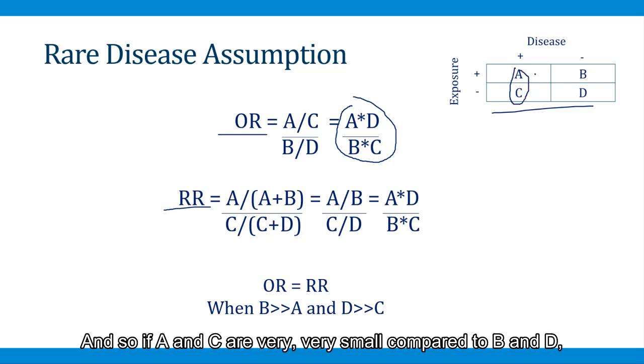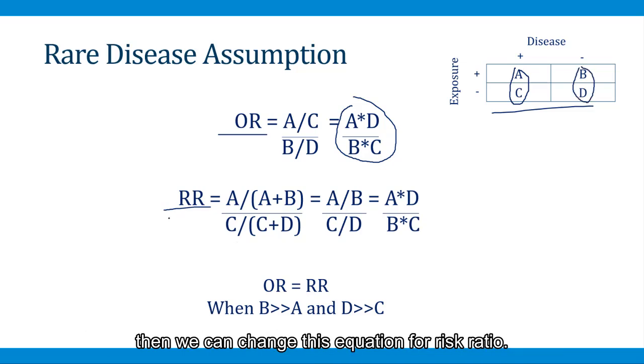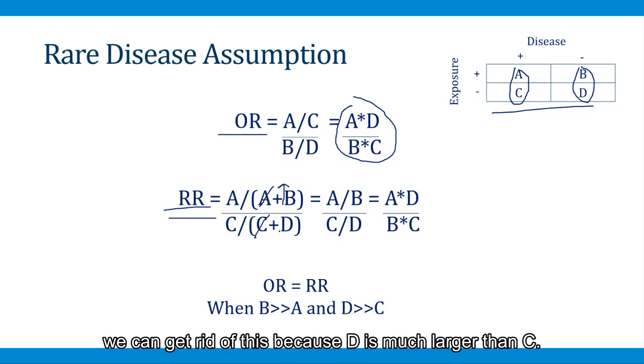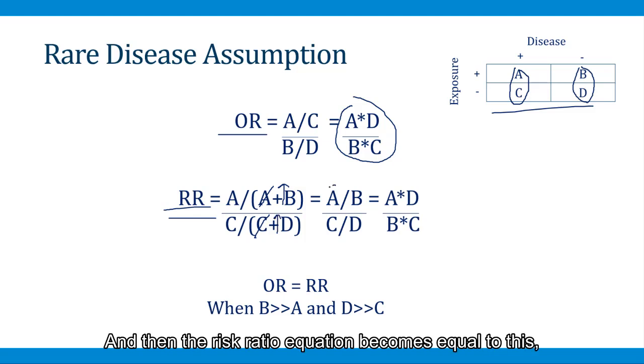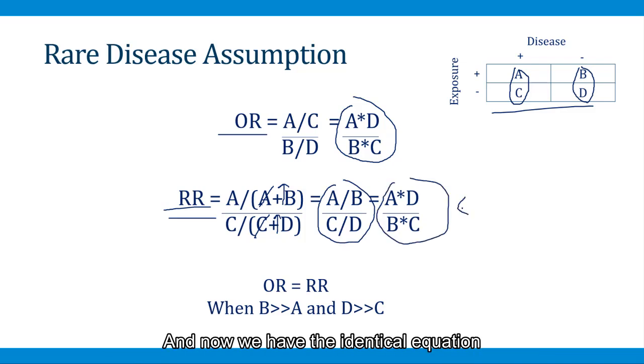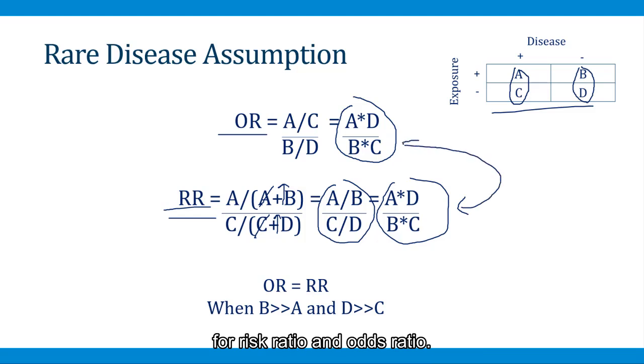And so if A and C are very, very small compared to B and D, then we can change this equation for risk ratio. If A is very, very small, we can just get rid of this because B is much larger than A. And if C is very, very small, we can get rid of this because D is much larger than C. And then the risk ratio equation becomes equal to this, which is the same as this. And now we have the identical equation for risk ratio and odds ratio.